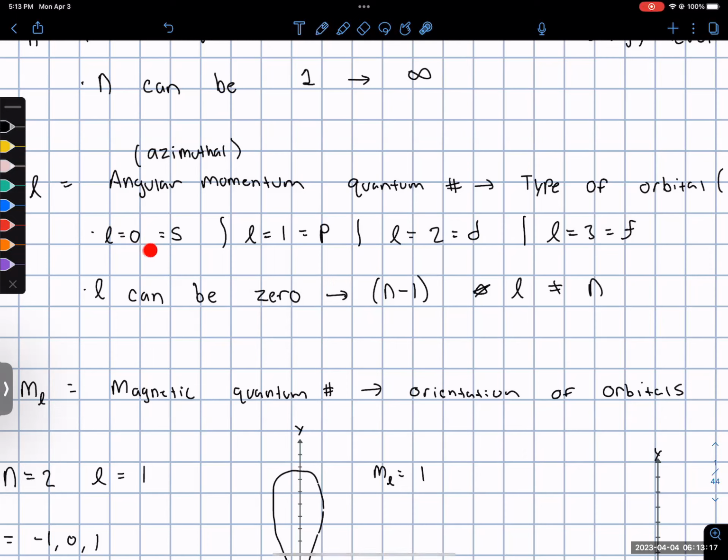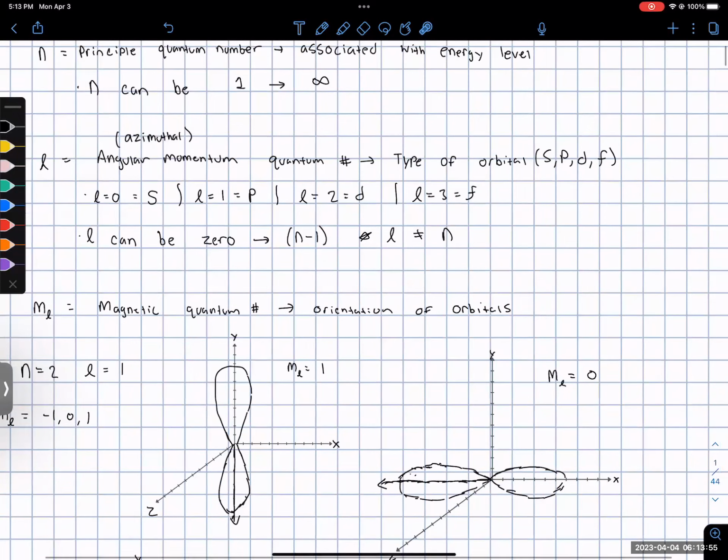And when L is equal to 0, we're dealing with an s orbital. So that's an s, the orbital we're dealing with when L equals 0. If L is equal to 1, we're dealing with a p orbital. If L is equal to 2, we're dealing with a d orbital. And L equals 3, we're dealing with an f orbital. It'll make more sense when we start actually talking about all 4 quantum numbers together. At the end of this, we'll give you some examples.